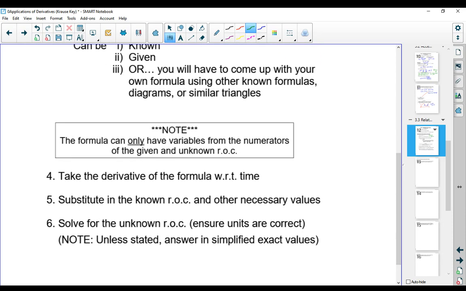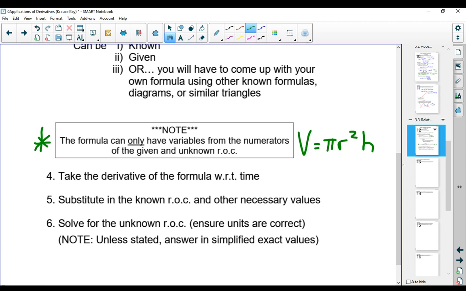What's important for you to know is that the formulas that you come up with can only have the variables from the numerators of the given and unknown rates of change. So for example, if I was looking at the volume of a cylinder, volume equals pi r squared times height, and the question that I was looking at related to the rate of change for volume and the rate of change for radius, I would have to rewrite my formula so that h was written in terms of radius. Once we have our formula, we take the derivative of the formula with respect to time, we sub in what we know, and then we solve for what we don't.